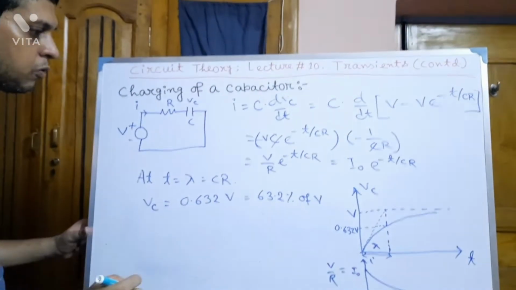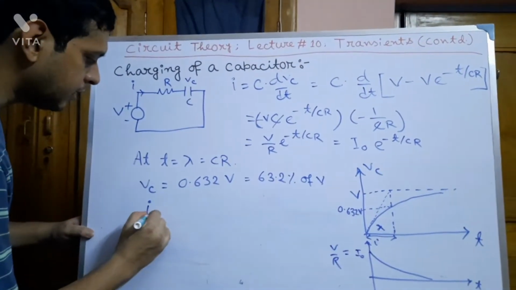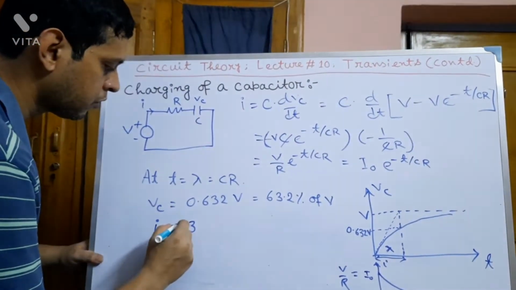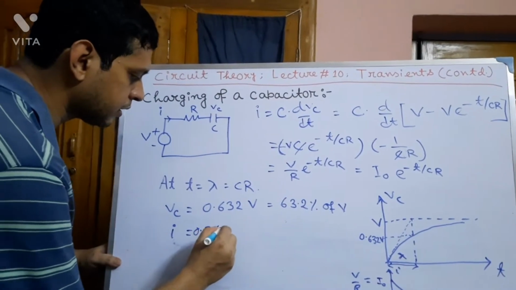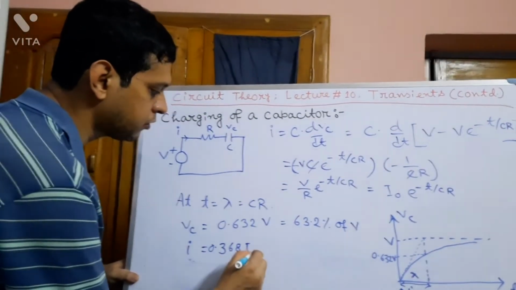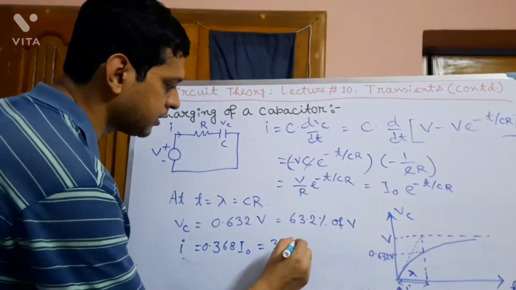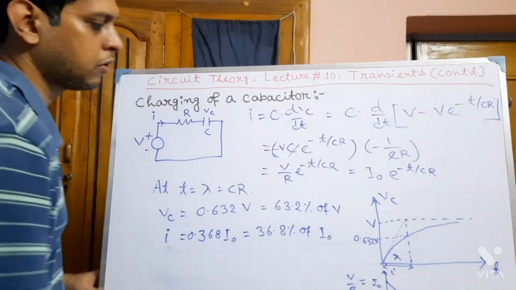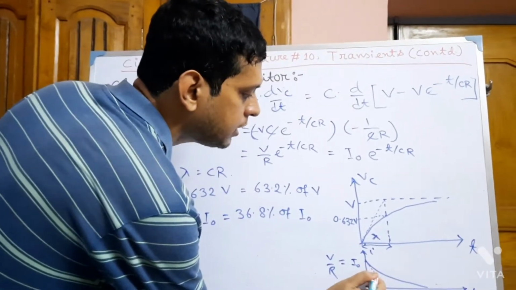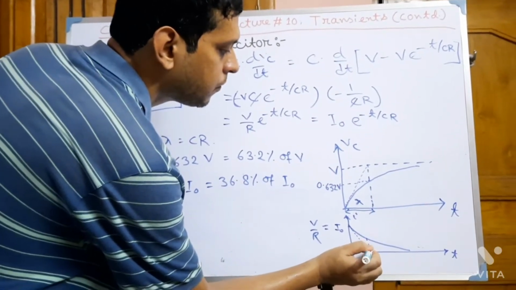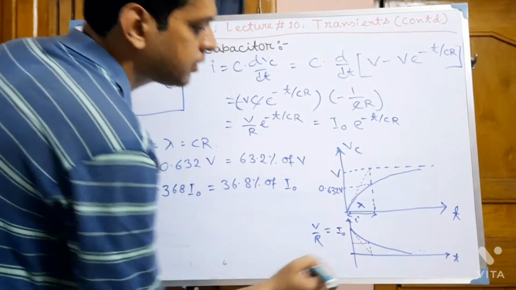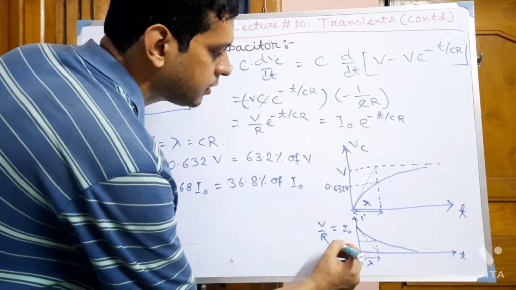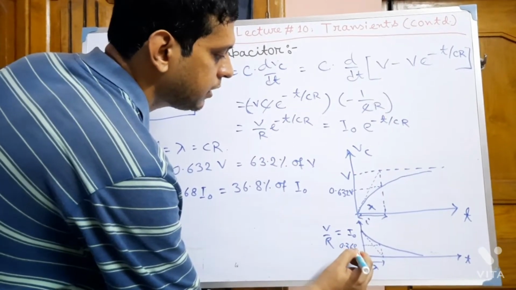And at t equal to lambda, IC or I equal to 0.368 into I0, or 36.8% of initial current I0. Now pictorially we can represent this one, this is lambda and this is 0.368 of I0.